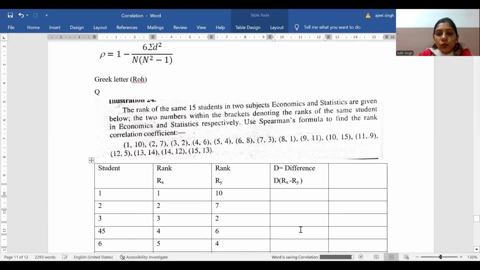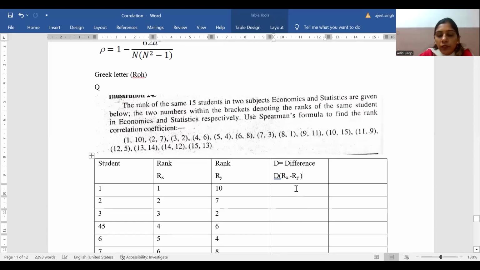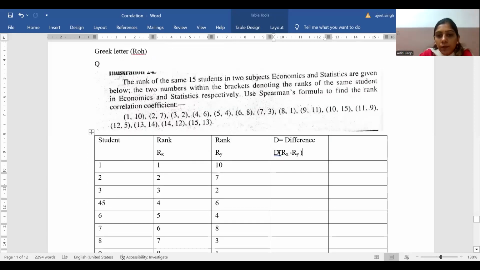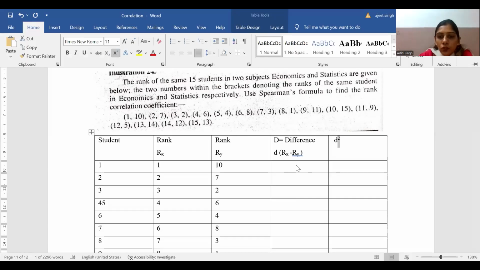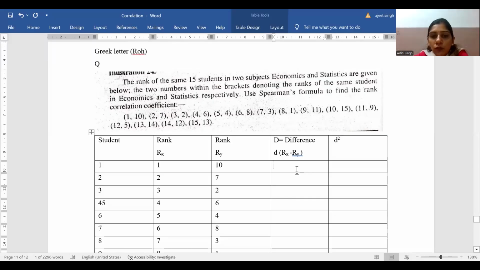Okay, so we have to write down the difference Rx minus Ry. That is the value of D. After finding out the D, we have to find out the D square. So let's first find out the value of D.